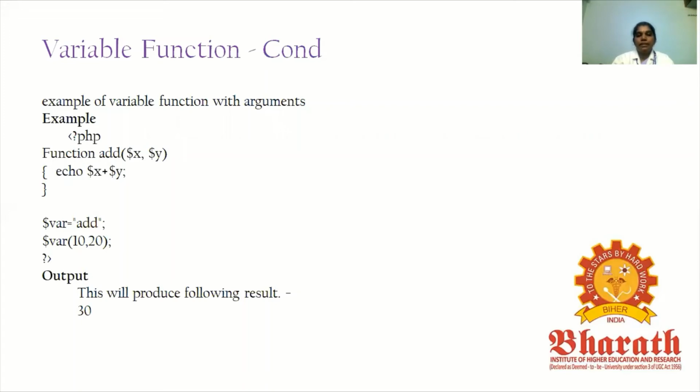What will I do? It automatically adds those two values. Then after the function, what do we have? $var is equal to add. What do you see? Now look at the $var, the right-hand side of the $var. What is the value? Add. What is it? Actually, it is the name of a function, right? So the name of a function is assigned to the variable $var.